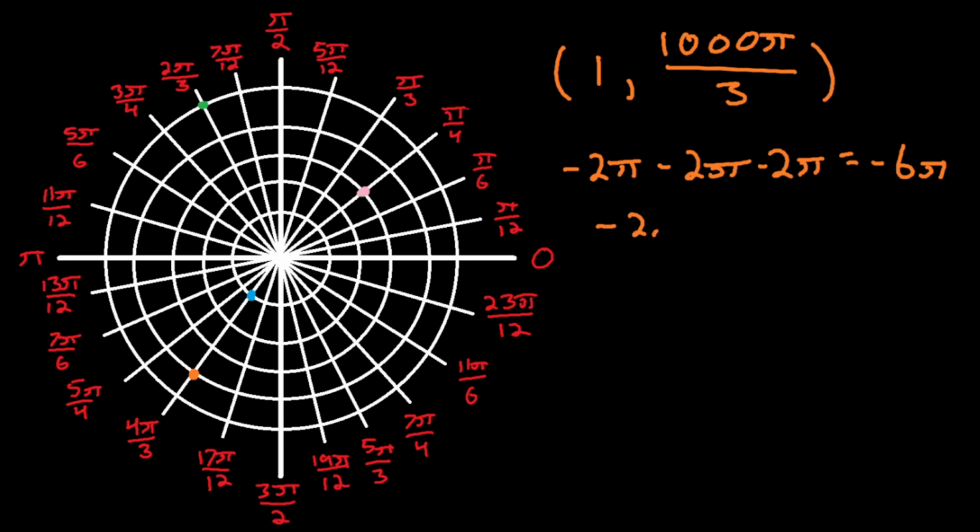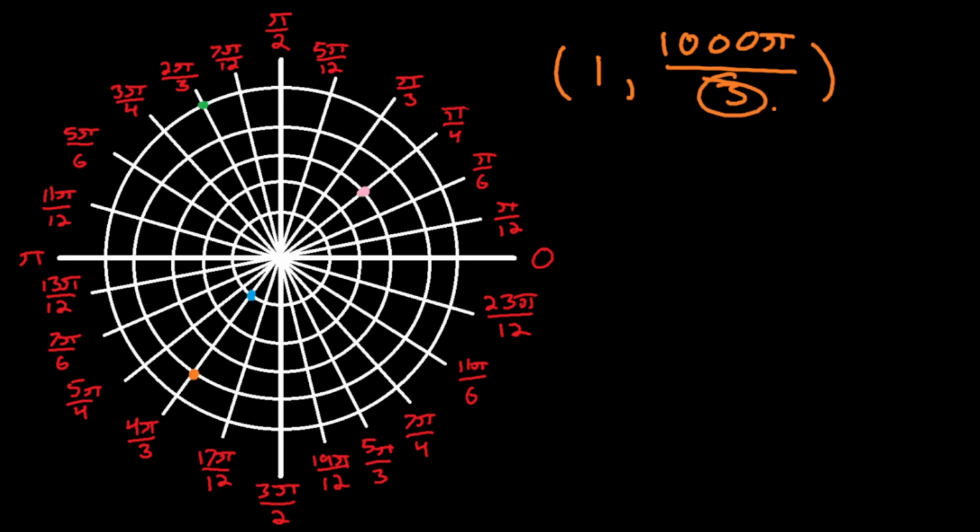And if you keep subtracting 2 pi again onto the minus 6 pi, no matter what you do, you're going to get some multiple of 2 pi, correct? So let's go ahead and pick a number that is very close to 1,000 and a multiple of 3. What's a number that satisfies these conditions? 999 over 3, right? Well, 999 over 3 is 333 pi.